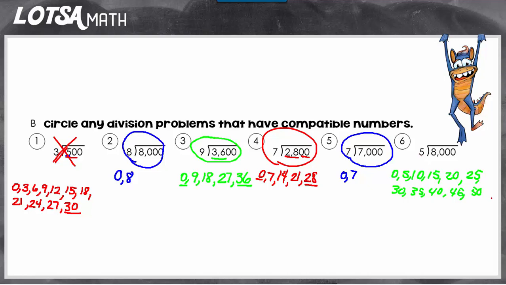And if I keep going way past that, I'm not making an easier problem. And compatible numbers should be easy problems to solve in your mind. So number 6 is not compatible. 8,000 is not made up of multiples of 5. So you try some of these problems on your own, and if you need help, you can come back and rewatch this video. Good luck!